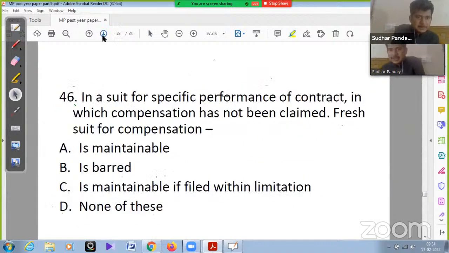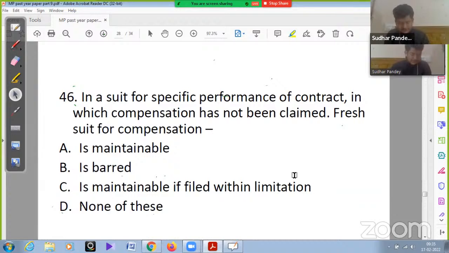Next question, question number 46. In a suit for a specific performance of contract in which compensation has not been claimed, fresh suit for compensation is A, is maintainable, B, is barred, C, is maintainable if filed within limitation, D, none of these.